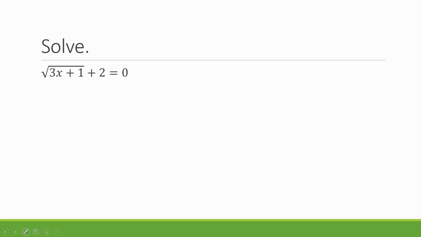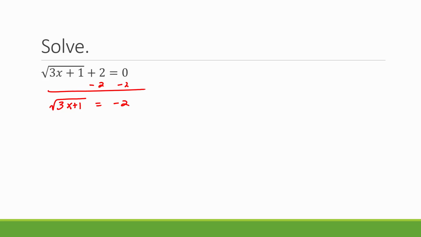Okay, so let's look at another example. Square root of 3x plus 1, and then outside of the radical, plus 2 equals 0. Now again, the first step is to isolate the radical on one side of the equal sign. That basically means that if you have something that's not underneath the radical, you want it moved to the opposite side of the equal sign. So let's use our addition principle and subtract 2 from each side of the equal sign. All right, so now we have the square root of 3x plus 1 equals negative 2.